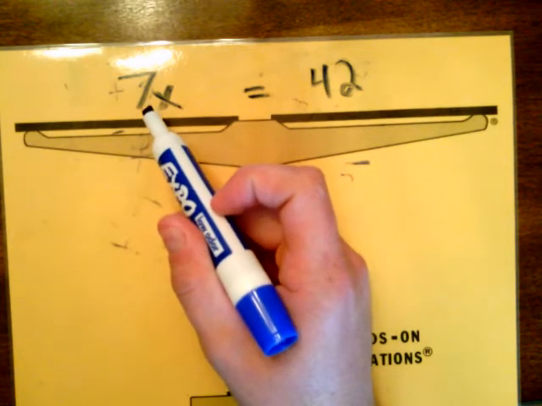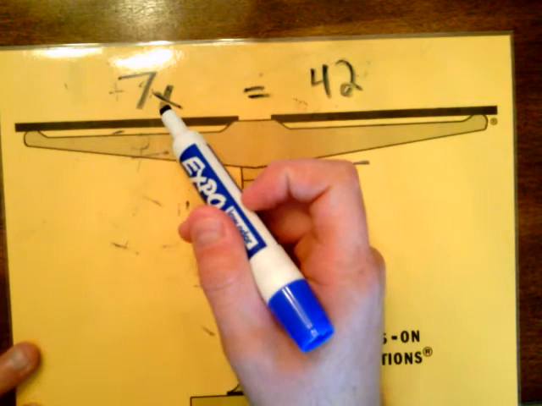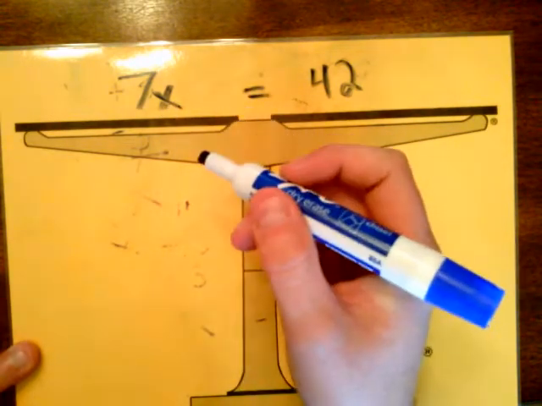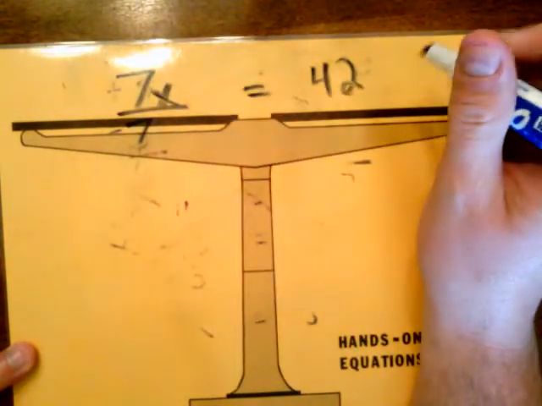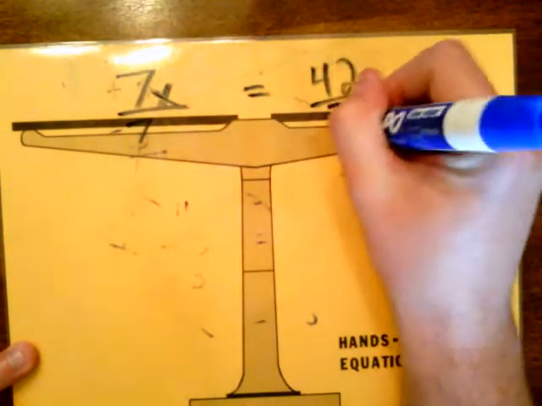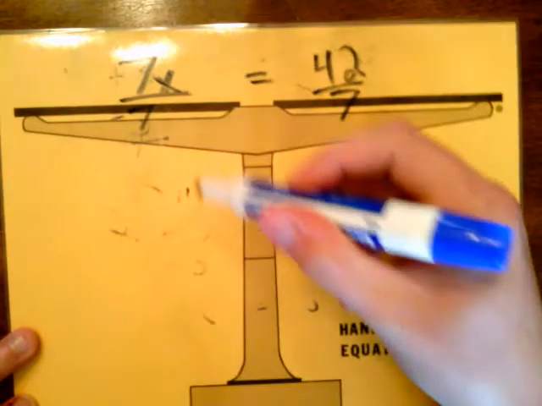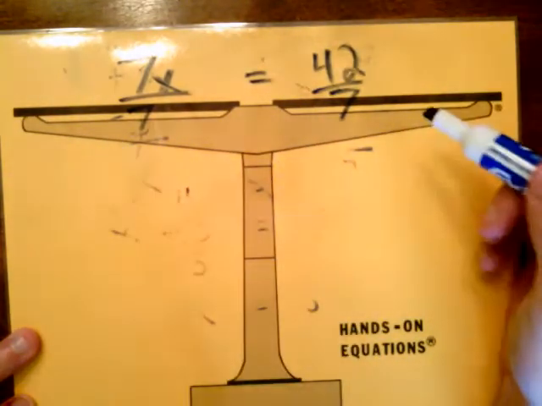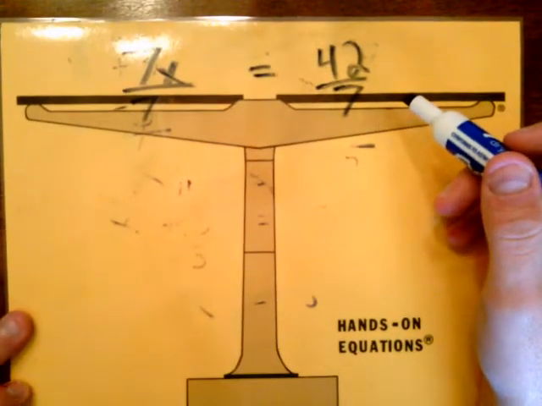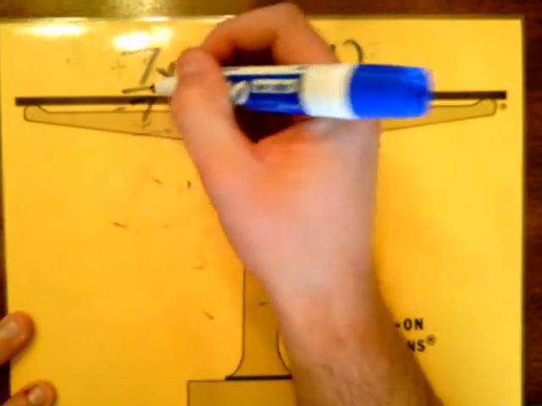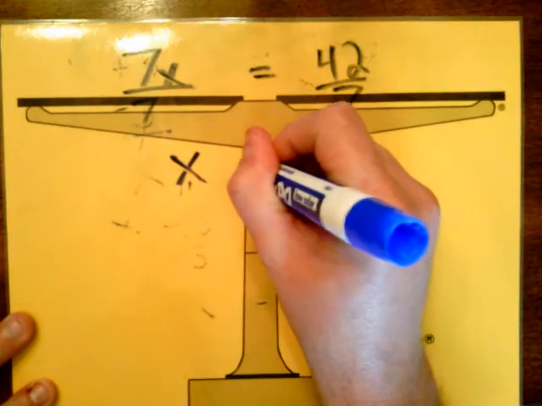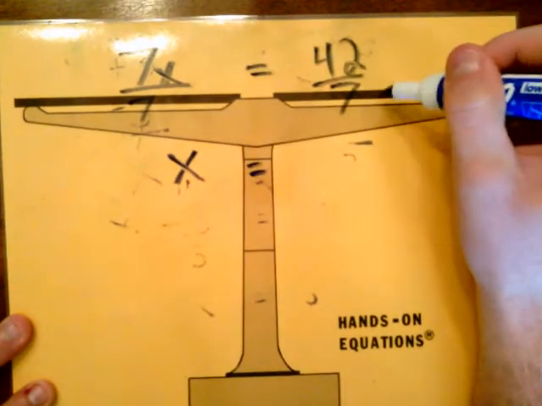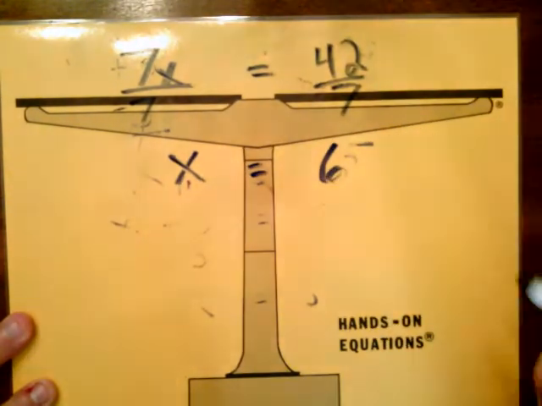So we've got to do the opposite, or the inverse. The inverse operation of multiplication would be division. So we have to divide by 7 on both sides. Remember, you have this balance here. Whatever I do to one side, I have to do to the other to keep my equation balanced. 7 divided by 7 is just 1. So we're left with x equals, and then 42 divided by 7 is 6.